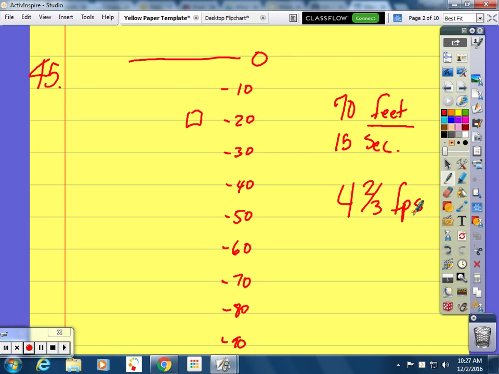So I go look at my answer choices. The answer choice that says 4 2/3 feet per second, there are two of them. There's a B and there's a D. And if you noticed on my visual, it went up. So the answer choice has to be B. The elevator traveled upward at a rate of 4 2/3 feet per second. So that would be answer choice B.